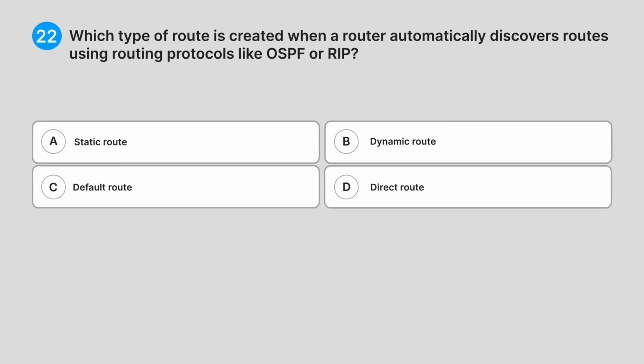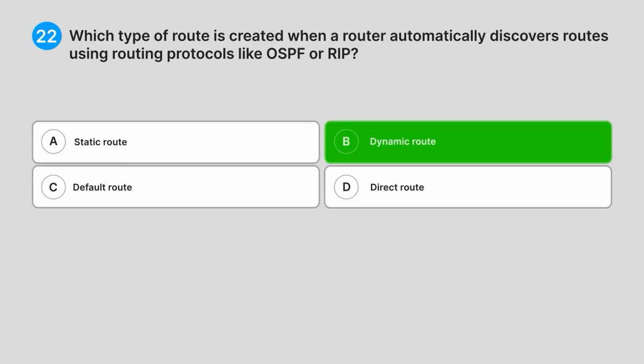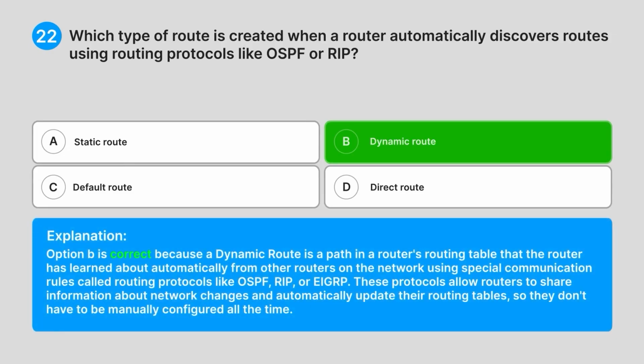Correct answer, B. Dynamic route. Explanation: option B is correct because a dynamic route is a path in a router's routing table that the router has learned about automatically from other routers on the network using special communication rules called routing protocols, like OSPF, RIP, or EIGRP. These protocols allow routers to share information about network changes and automatically update their routing tables, so they don't have to be manually configured all the time.